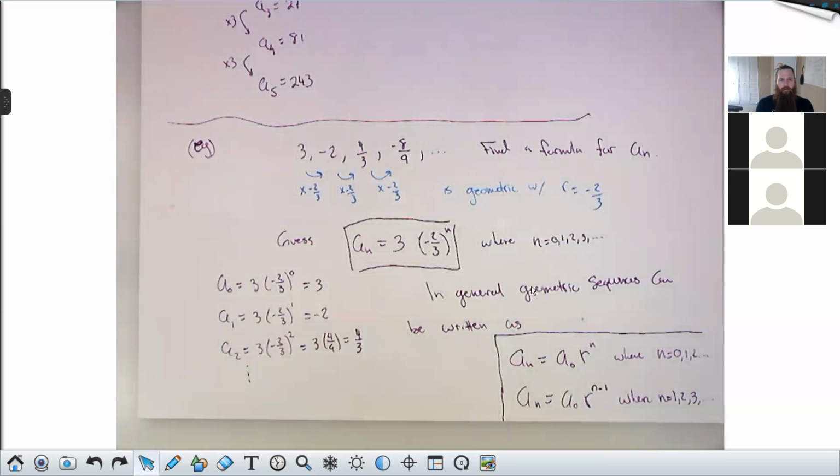Now, another way to do this, and the reason we call it the common ratio, is you can divide any given term by the term that came before. If you know for sure that your sequence is geometric, then if you divide this by this, you'll get this. That's one reason we call it the common ratio. A3 divided by A2 is going to come out to -2/3, or A2 divided by A1 would come out to -2/3. Right. Okay.